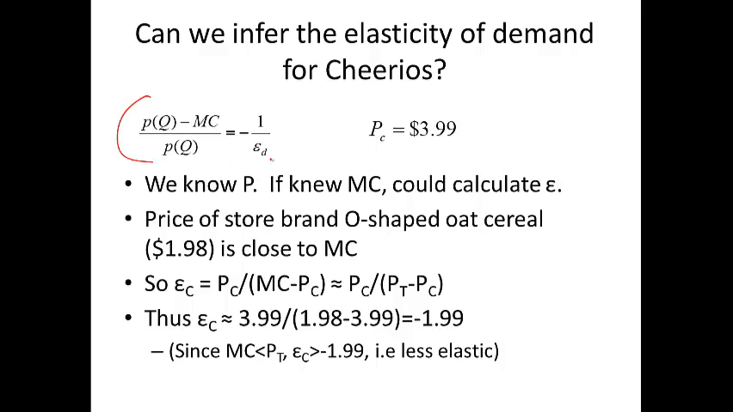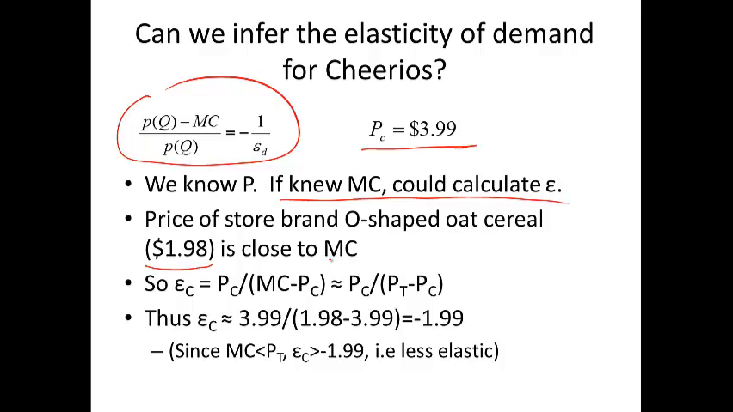Well, here again is our markup rule. Clearly, if we had P and MC, we could. We do have P. We know that the price of a box of cereal is $3.99. So if we just knew MC, we could calculate epsilon. Well, here's a non-crazy but not fully accurate assumption. Let's say the price of the store brand O-shaped oat cereal, $1.98, is close to the actual marginal cost.